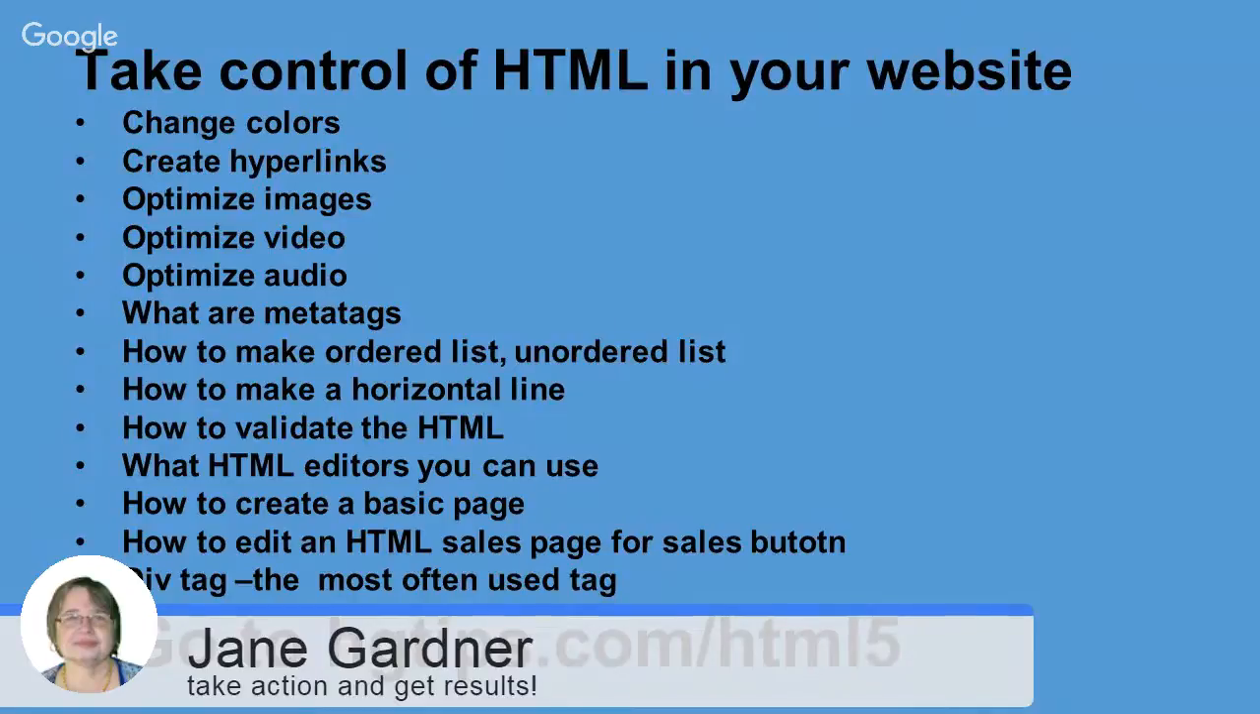Horizontal line. I think we'll also look at the paragraph tag, because actually it's very important, even though people don't think it is. And then also how to validate the HTML so that it's correct, and what kind of HTML editors you can use to create some HTML if you want to do some basic pages. And then how to edit an HTML sales page for a sales button for PayPal. And then, of course, the highlight is the div tag. It's the most often used tag for me on my website HTML in the WordPress website.